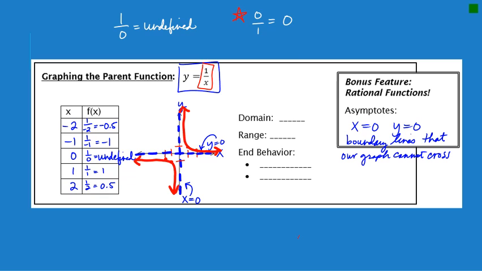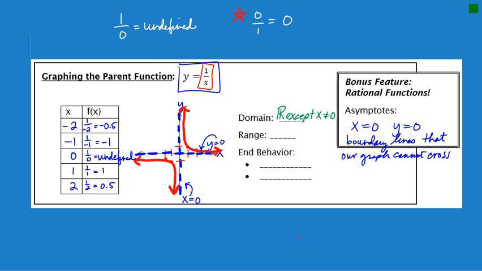Okay, so for our domain, the only x value that poses an issue to us is 0. That's the only one where if I try plugging it into the equation, I will not be able to get an answer. So here's how we're going to write our domain. We're going to say that the domain is all real numbers except x cannot equal 0. So you write x equals 0 and then put a slash through the equal sign, and that means that x cannot equal 0.